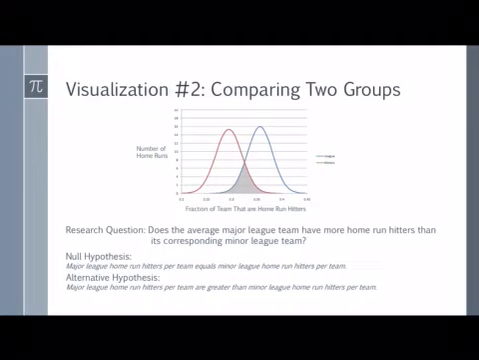Our null hypothesis states that there is no difference or that the teams are equal. So the major league home run hitters per team equals minor league home run hitters per team. Our alternative hypothesis states that there is a difference and they do not equal each other. So it is written as this: major league home run hitters per team are greater than minor league home run hitters per team.